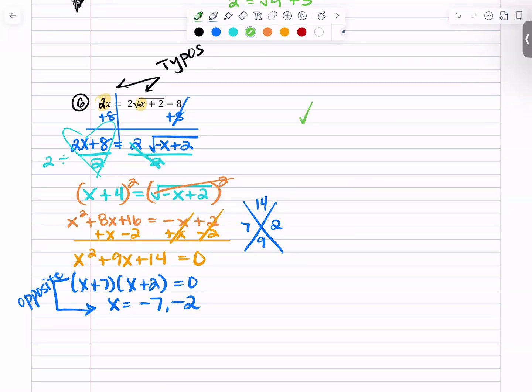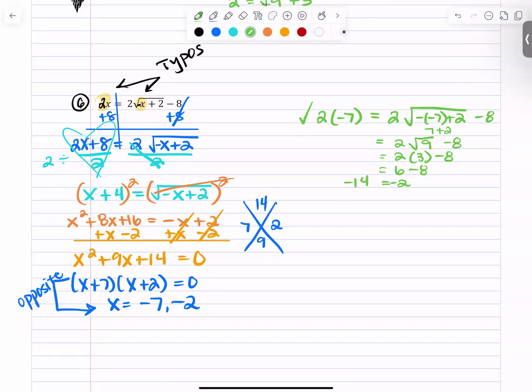Check them both. 2 times negative 7. Does that equal 2 times negative 7 plus 2 minus 8? Because if you're putting negative 7 in, then that's going to make positive 7 plus 2, which is 9. And that's going to be 3, the square root of 9 is 3. That's 6, which is negative 2. There's a bug. And that side says negative 14. So negative 14 does not equal negative 2. That's not a possibility. So it can't be negative 7.